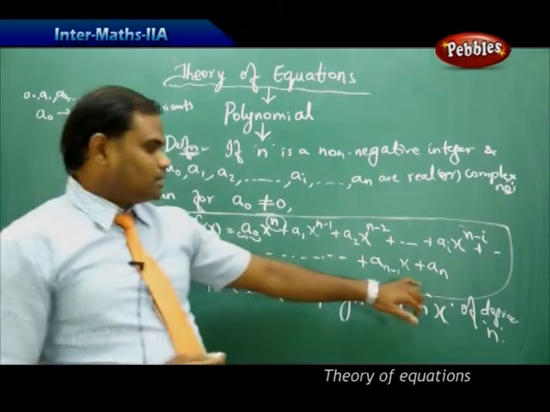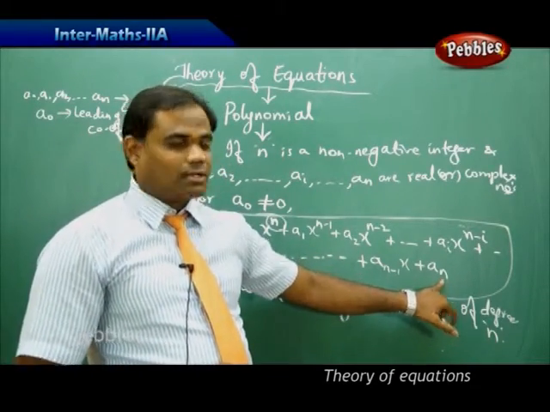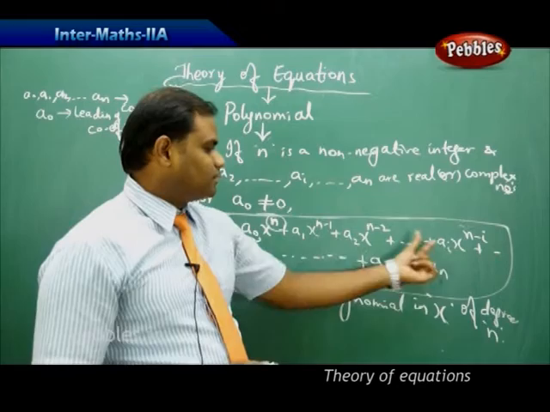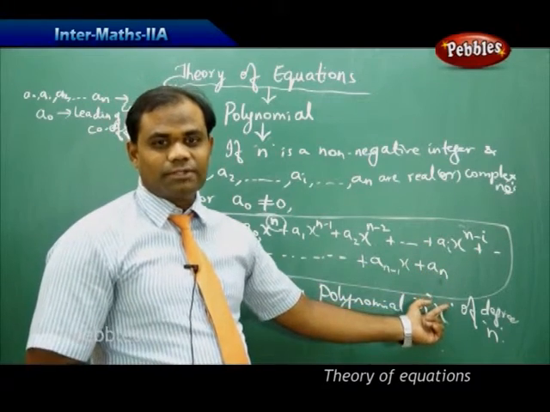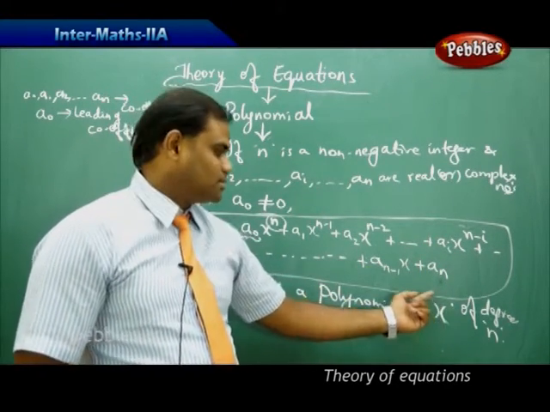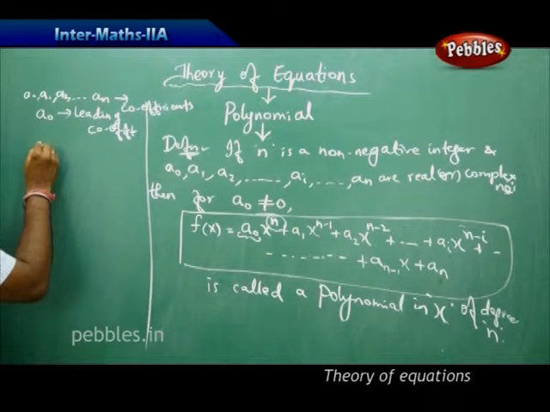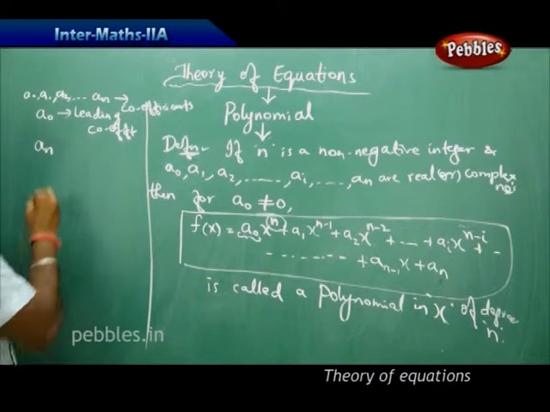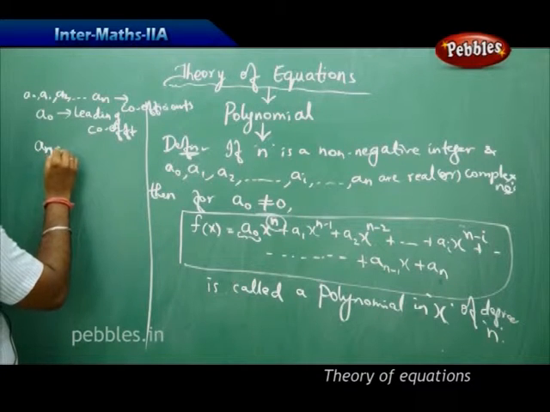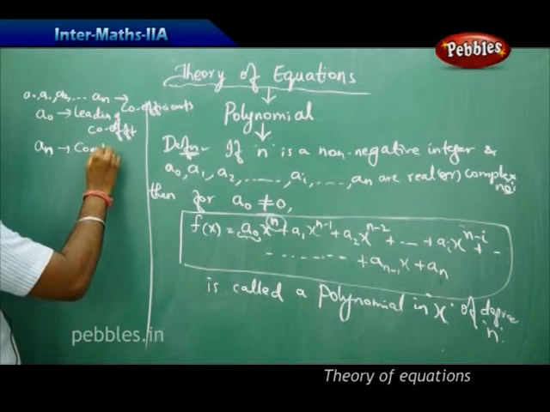And finally, there is a special coefficient, because every coefficient is connected with x, but this is the only coefficient which is independent of x. Therefore, my last coefficient, which is generally denoted with an or with degree n, is called the constant coefficient.